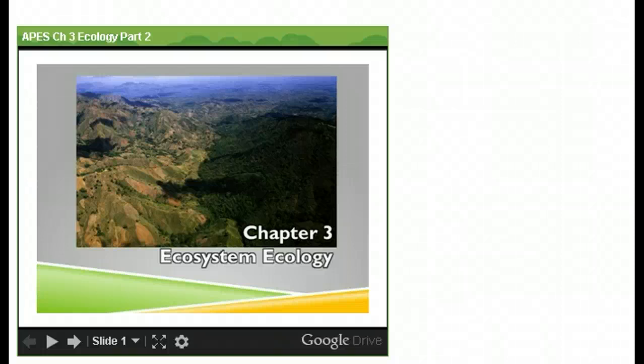Hi guys, let's talk about chapter 3, starting on page 65. We're going to talk about all of the cycles. These cycles are very, very important for the AP test. You have to know them backwards and forwards and what happens when humans mess with the cycle. So make sure you study these and you know these cold. Okay?